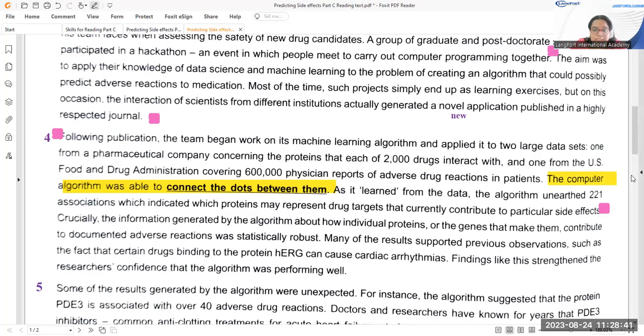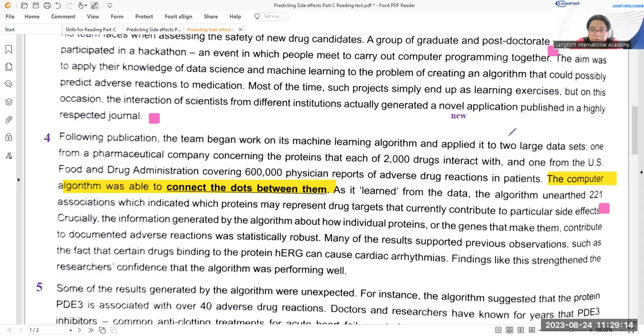Following publications, the team began to work on its machine learning algorithm and applied it to large data sets. One from the pharmaceutical company concerning the proteins that each of its 2000 drugs interact with, and one from the US Food and Drug Administration, covering 60,000 physician reports of adverse reactions in patients.